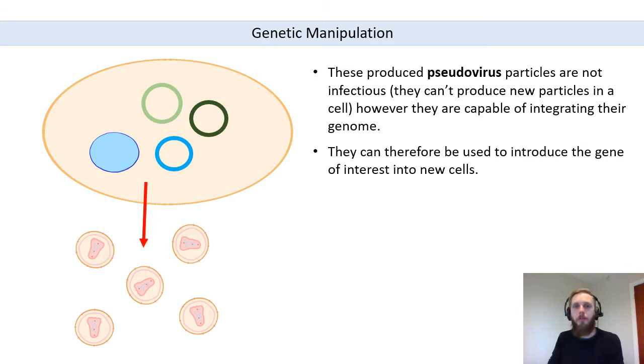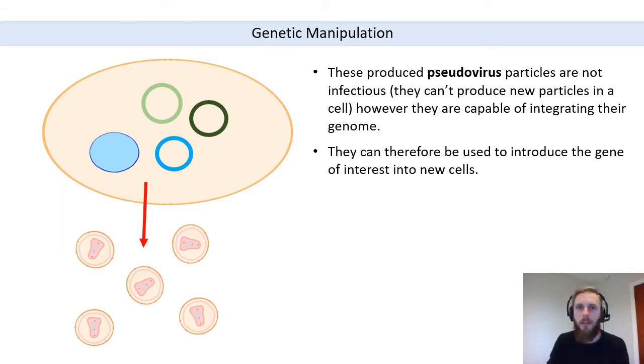And this is why we use pseudoviruses, because this is the situation we want, right? We want to be able to take patient cells, we want to be able to introduce pseudovirus particles into these cells, and these pseudovirus particles will then integrate their genome along with the gene of interest into the cell's genome, but then they can't make new virus particles. So we don't have full infection. We don't have real infection. What we have is the pseudovirus genome being integrated into the cell genome along with the gene of interest.